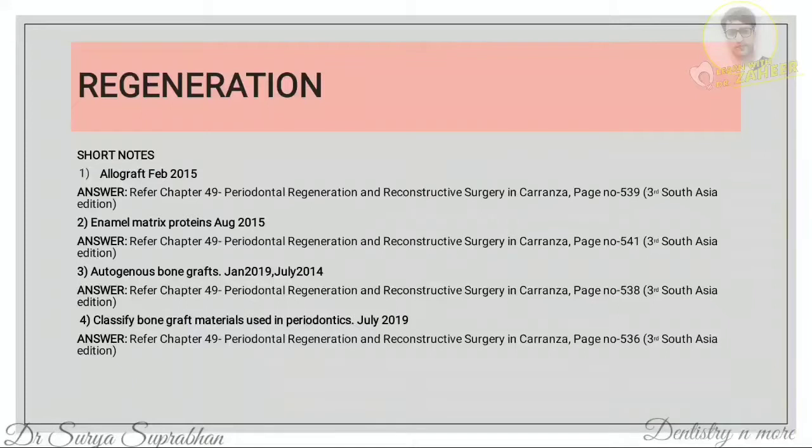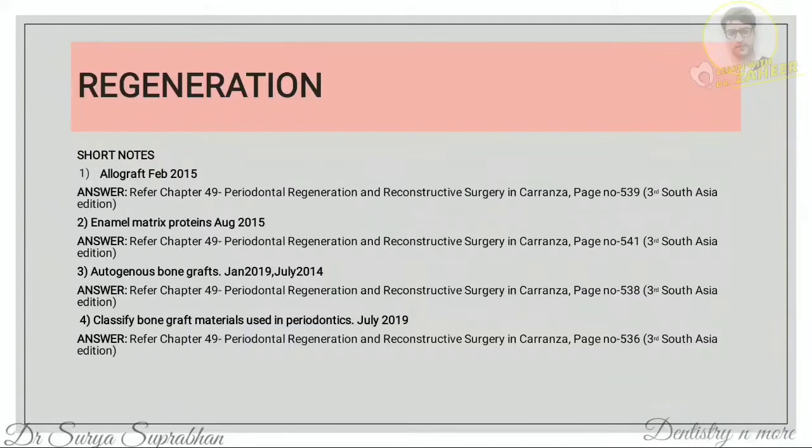Then coming to enamel matrix proteins, first again you have to define what is regeneration, then you have to write what is EMD. The commercial name of EMD is Emdogain, and then you have to write the indications of EMD, then clinical application, and then mechanism of action of EMD. That much is enough for a short note.